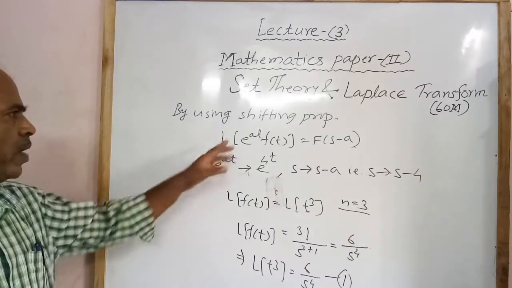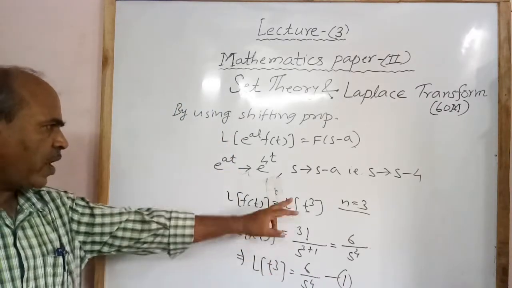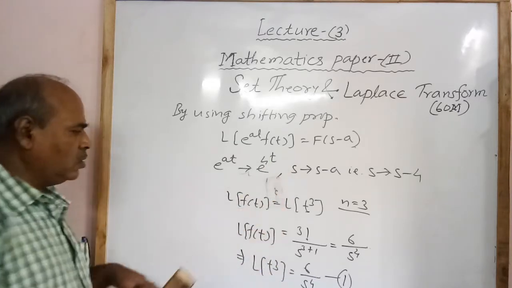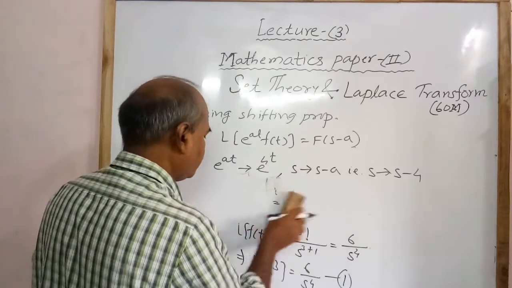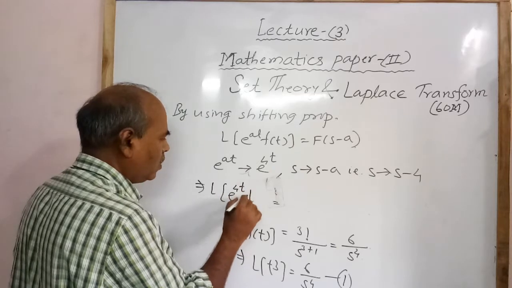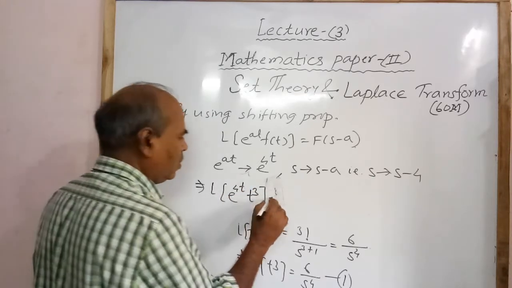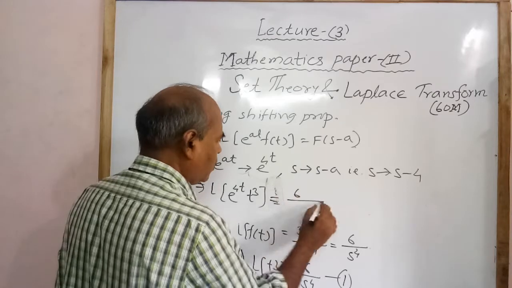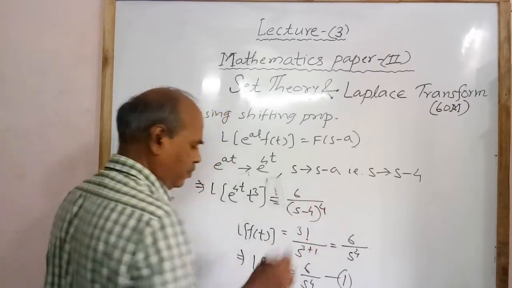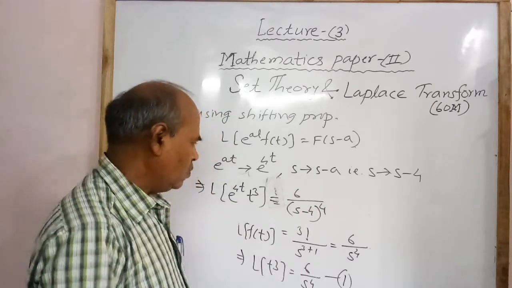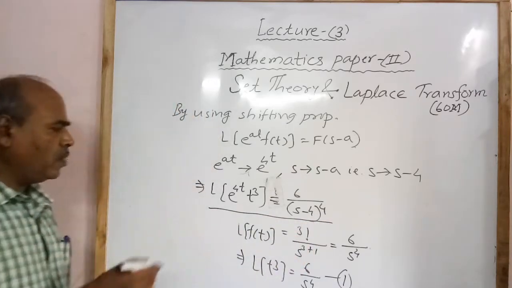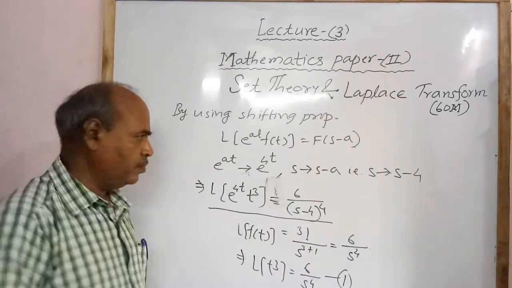Therefore, to find the Laplace of the given function, we replace s by s minus a in equation 1, that is we replace s by s minus 4 in equation 1. Hence, we get Laplace of e to the power 4t t cube equal to 6 divided by (s minus 4) to the power 4, which is the required Laplace transform of the function e to the power 4t t cube.